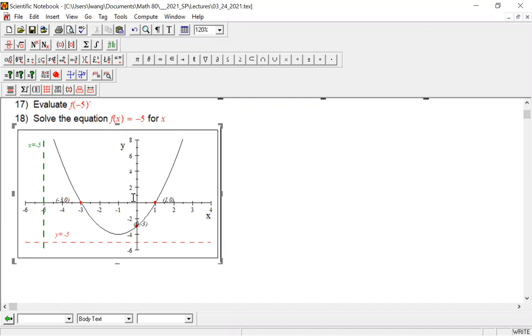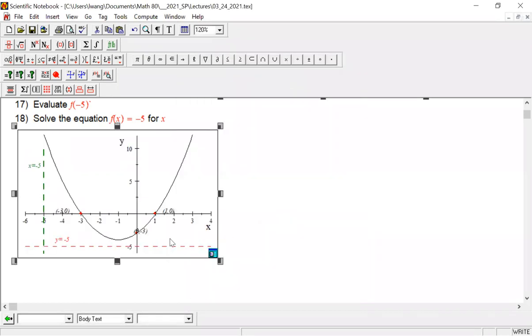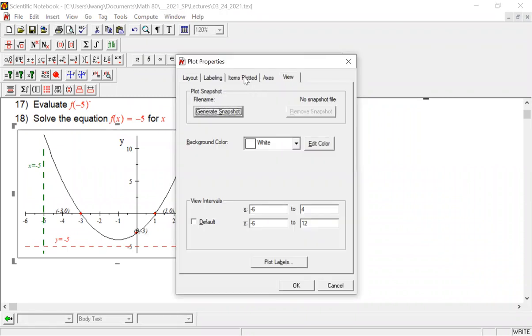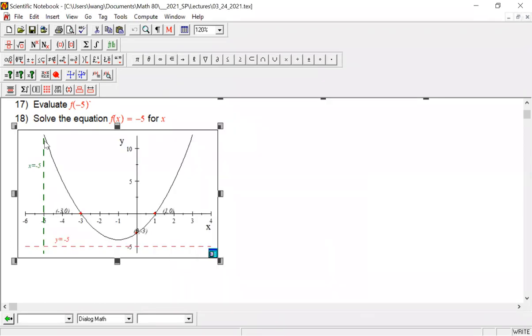Could someone say something? Do you think the green vertical line will touch the curve? It doesn't seem to touch it right now, right? Do you think it won't touch the curve? If I just change the view to be more, it will actually touch, because the domain is all real numbers. Okay, it will touch the curve.